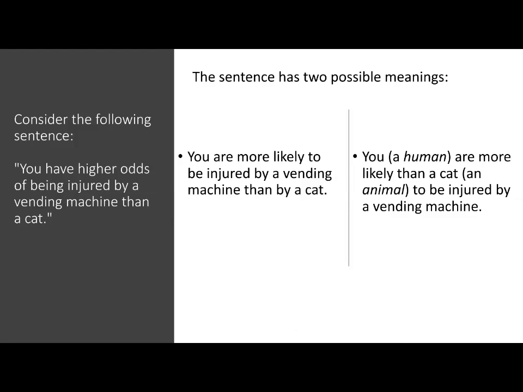Now, isn't it crazy how that one sentence could be taken two completely different ways? This is why you have to be very concise. Now, looking back at the sentence, I honestly can't remember which one it was supposed to be. I think the second one was the proper one. Like, you are more likely than a cat is to be injured by a vending machine. Because cats usually, they can't get in, they can't push the door open.